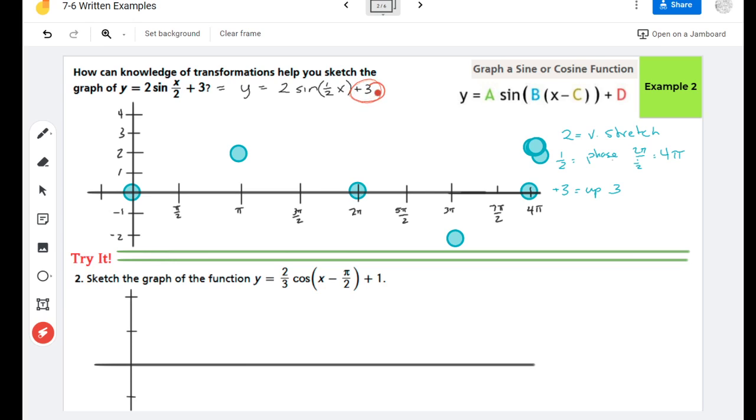But this +3 is going to scoot everything up by 3. Alright, so I'm going to take every single anchor point and I'm going to slide it up by 3. So here's 1, 2, 3.